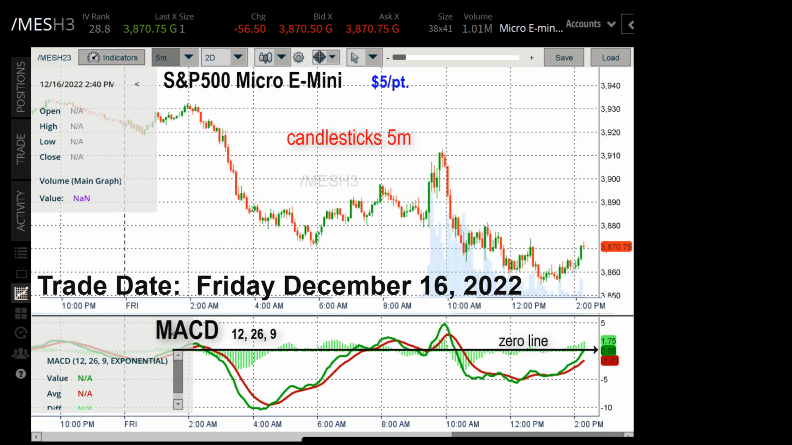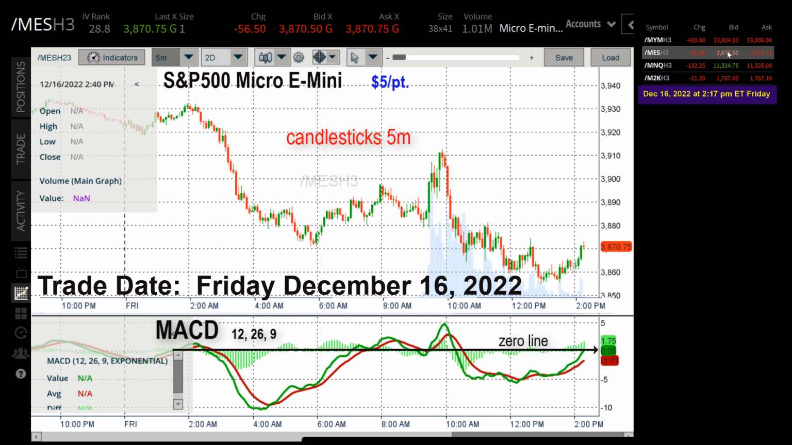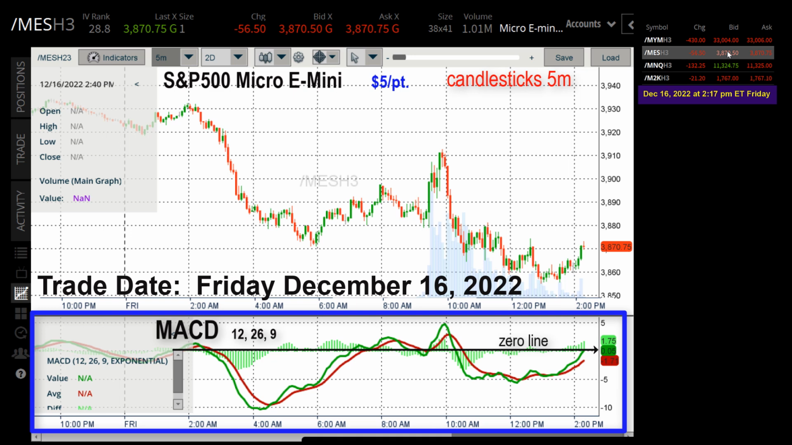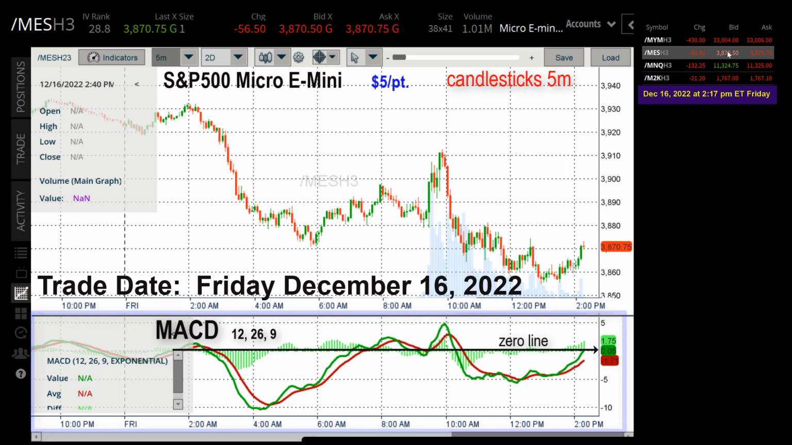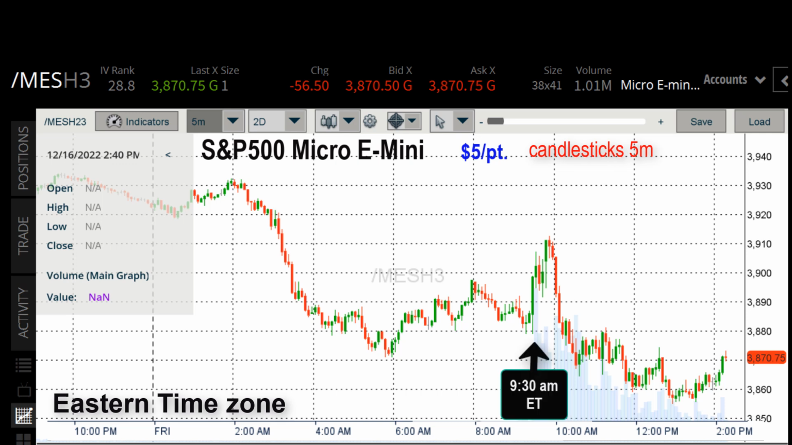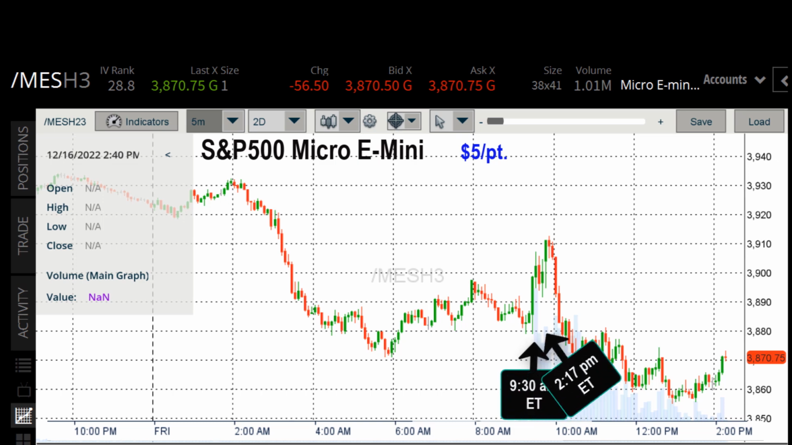Here's the standard setup you see in all the trades here on the channel. Candlesticks 5 minutes wide, in the lower pane the trade signal indicator called the MACD, with the standard default settings. The trade date is Friday, December 16th, 2022. Now let's zoom in. All times are Eastern time zone. Normally, I might start a chart at 9:30 in the morning, right here, when the market opens. But in this case, I'm going to make a trade way over at 2:17 in the afternoon.